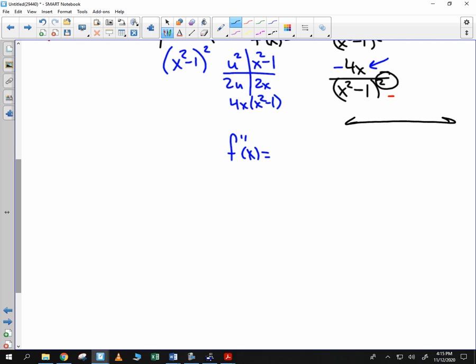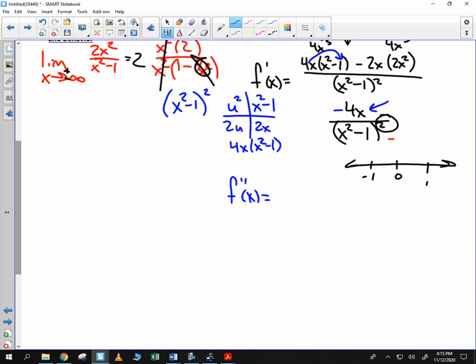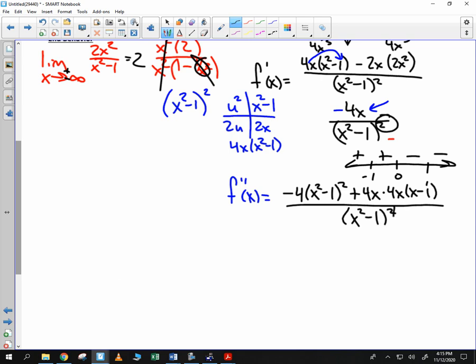So remember that in this chart here, we had 0, we had negative 1, and we had 1. We were in this situation. We got positive and positive, and then negative and negative. Okay. So f double prime: derivative of the top, negative 4, times x squared minus 1 quantity squared, plus 4x, because you minus the negative 4x, times the derivative, we already calculated that to be 4x times x minus 1, all over x squared minus 1 quantity to the 4th.